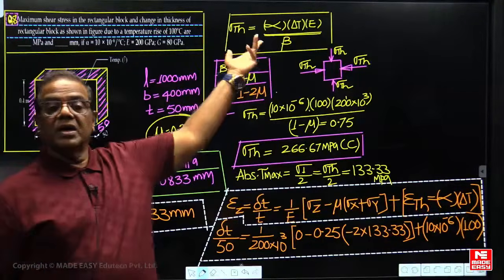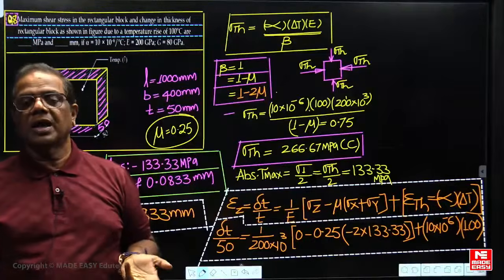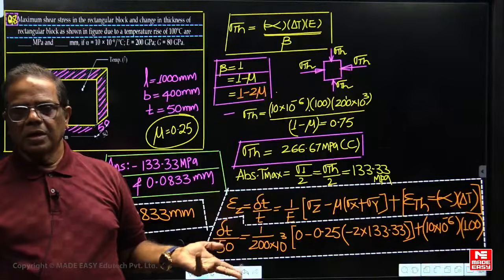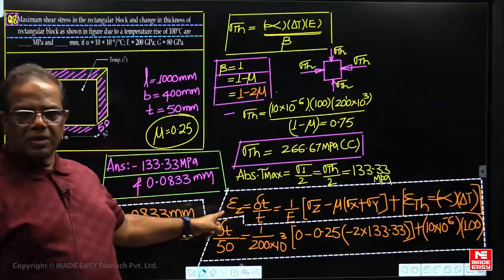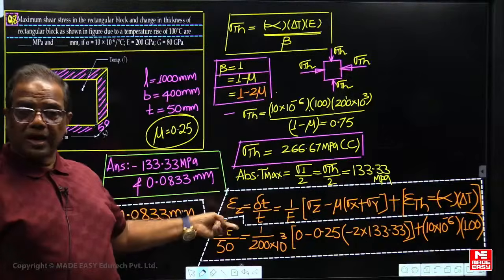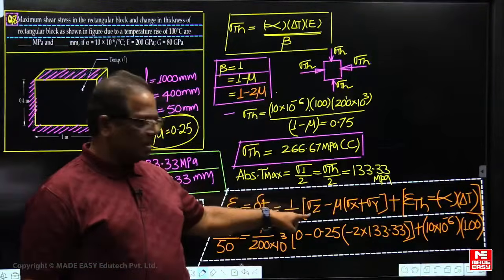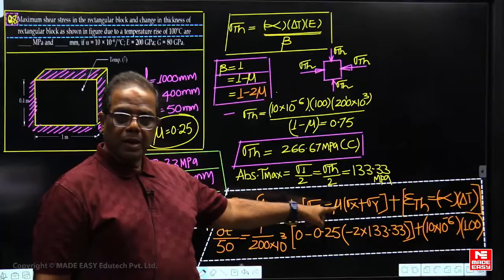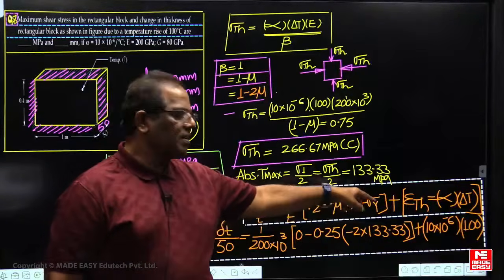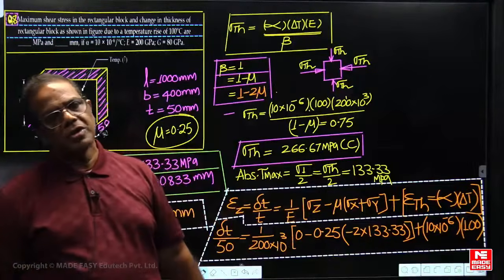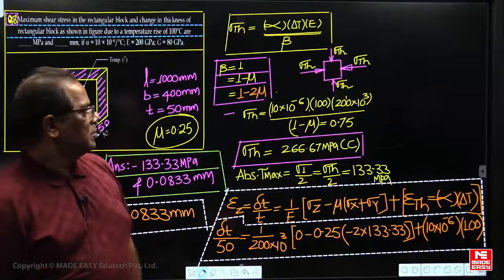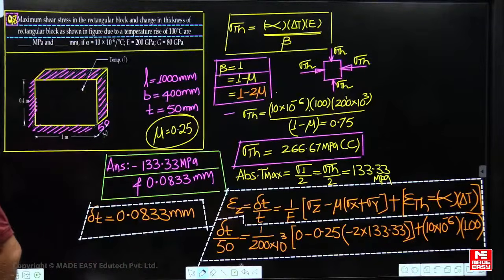But sir, मुझे equation याद नहीं है तो क्या करना? Use the basics. Go for epsilon y equal to 0 or epsilon x equal to 0. Write down epsilon x: 1 by E, sigma x minus mu times sigma y plus sigma z, plus thermal strain, equal to 0. That we can do now. So this is the answer for the question. Most of them have given the correct answer now.